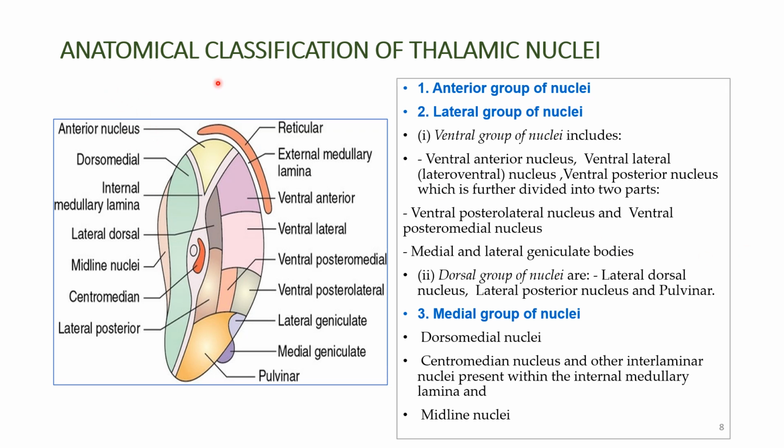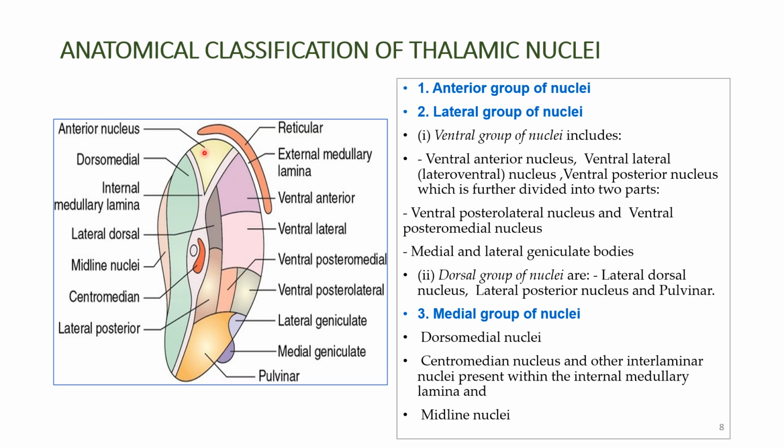Then coming to the anatomical classification of the thalamic nuclei. You can divide these thalamic nuclei into three groups based on the anatomical location. That is the anterior group, lateral group and medial group. Okay, so this is the anterior group of nuclei. This is the medial group of nuclei. This is the lateral group of nuclei.